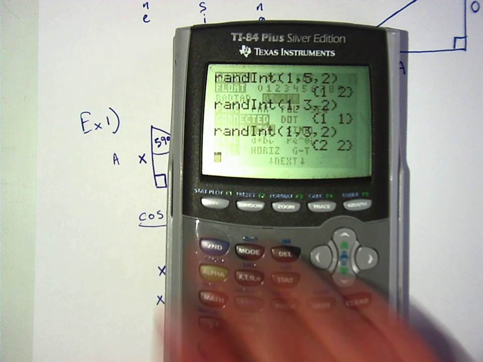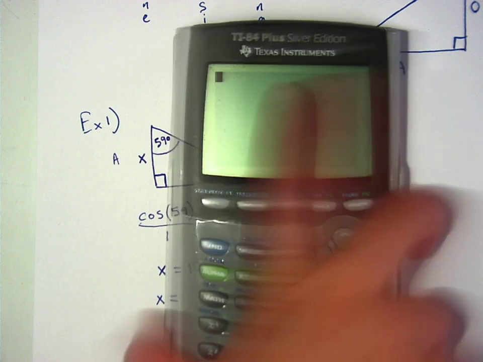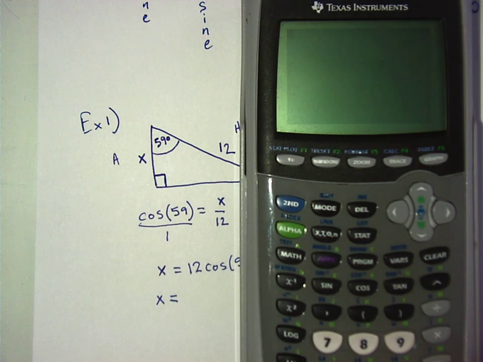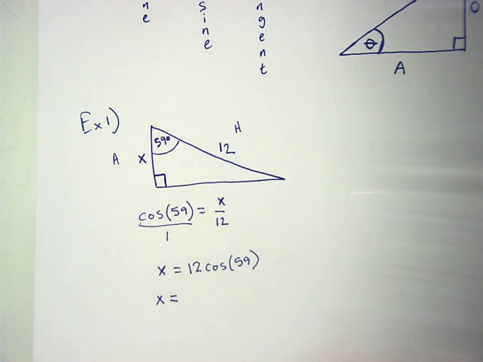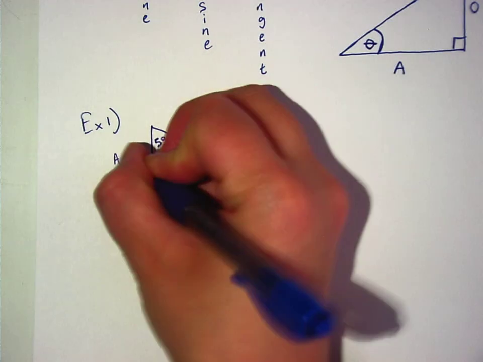Then hit second quit. This time you're going to type in 12 times the cosine of 59. What if radian is highlighted? Then use the arrow and go over to degree and hit enter. 12 cosine 59. I got 6.18. Do you get 6.18? That means this side of the triangle is 6.18.